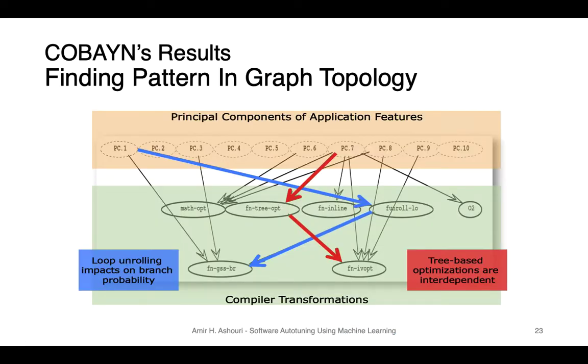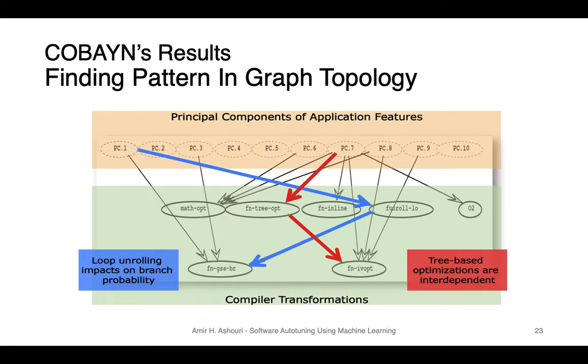So this is an example of finding patterns in my graph topology using a Bayesian model. The first layer shown in pink up top are the components of my application, my PCs, principal components. Say these are the features of my application. I had 10. And using a Bayesian model, I could construct a model in such a way that I could relate the components of my application, which was unseen, to the optimizations and the optimization itself together.